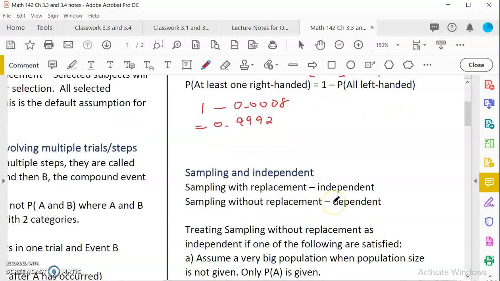Okay. So we'll talk about another feature when you have sampling. We can summarize that when you do sampling with replacement, you can always use the independent formula. But when you do without replacement, you have to do dependence. So it's harder to do because you have to do conditional probability. So we're going to talk about how we can change sampling without replacement and still use independence. We're going to talk about how to do that in the next video.